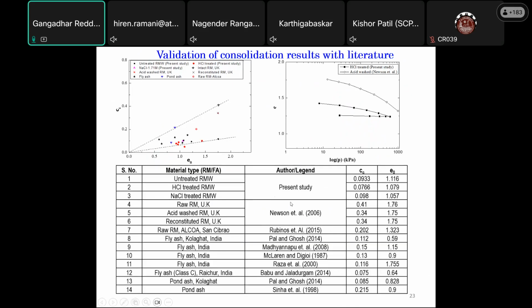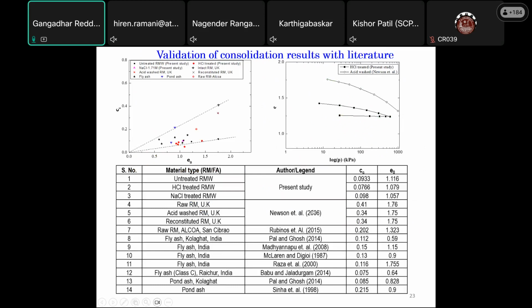You can see another comparative study that I made with different fly ash materials and red mud samples which are available from the literature data. You can see how the red mud results are. You can see the Cc values are in the range of, as I said, 0.081 to 0.1.